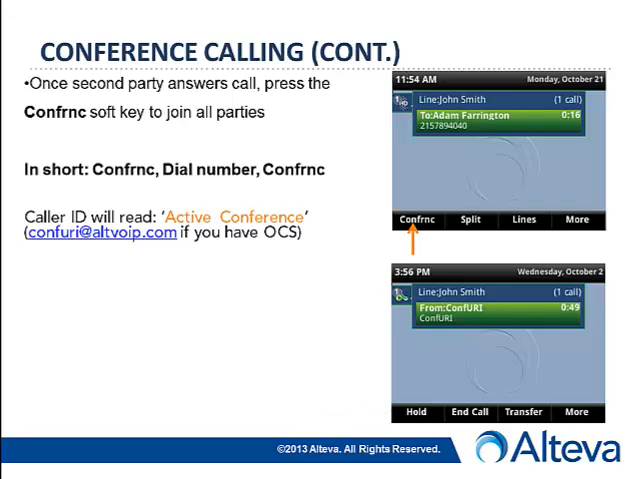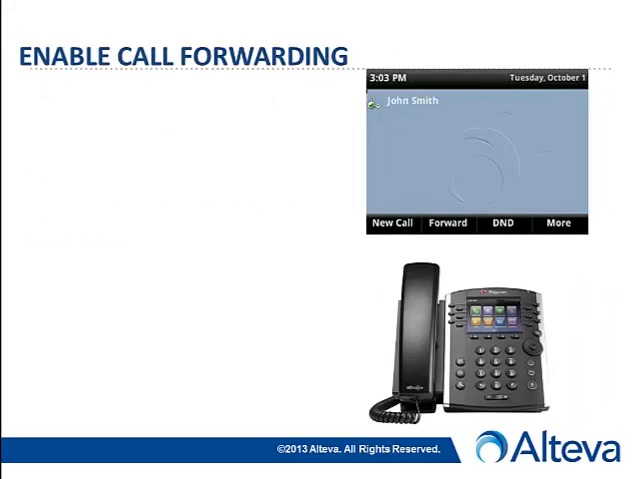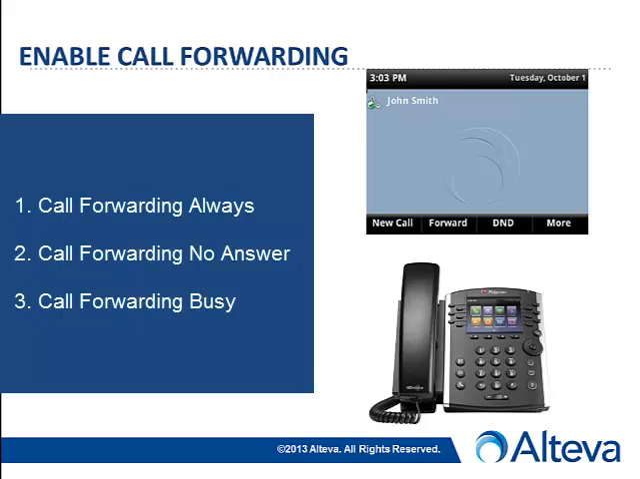The VVX400 phone allows you to forward calls to another number, which could be an extension or a 10-digit number. You can select Call Forwarding Always, which will forward your calls and skip the ringer. You can select Call Forwarding No Answer, which will forward calls after a specified number of rings. And then you can select Call Forwarding Busy, which will only forward calls while you are actively in a call.